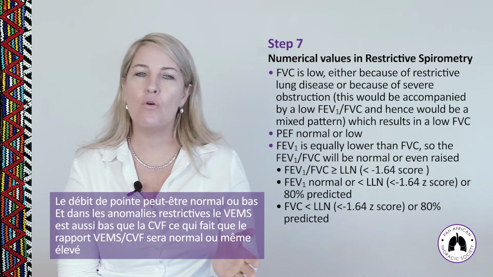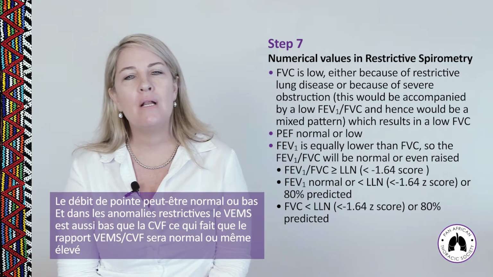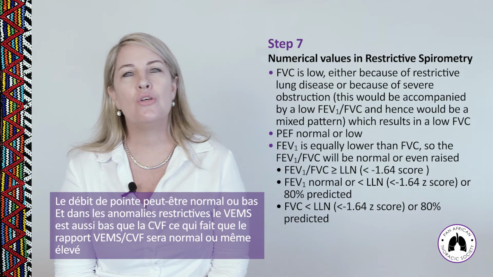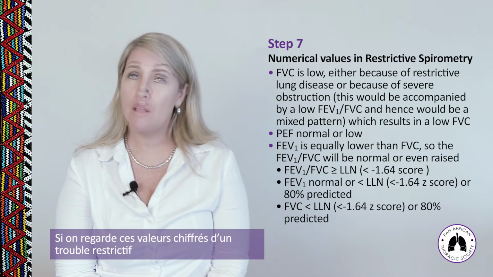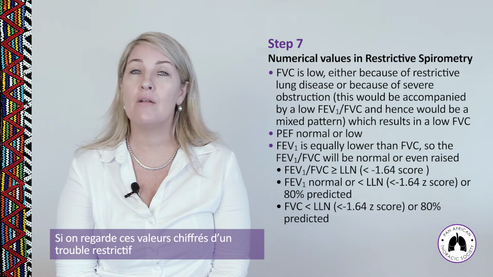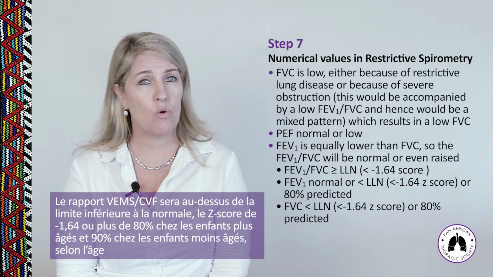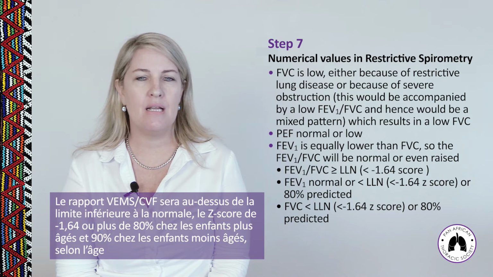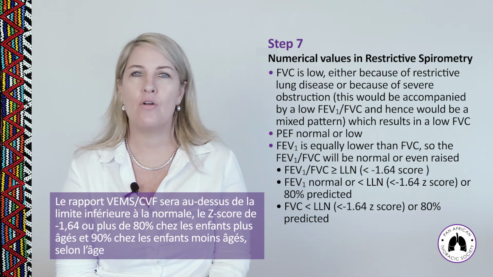The peak flow can be normal or low, and in restrictive lung disease, the FEV1 is equally lowered as the FVC. So the FEV1 to FVC ratio will be normal or even raised. Looking at those numerical values in a restrictive impairment, the FEV1 to FVC ratio will be above the lower limit of normal of a Z-score of minus 1.64, or more than 80% in older children and 90% in younger children, depending on age.